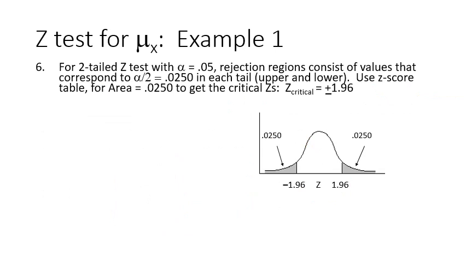Step 6, find our critical value. To do this, we need to use a z-score table. We did this last week, so I'm not going to go over it too much again this week. But for the two-tailed test with an alpha of 0.05, you need to do alpha divided by 2 because the alpha is split between the tails. So 0.05 divided by 2 is 0.025, and that's in each tail, 0.025 in each tail.